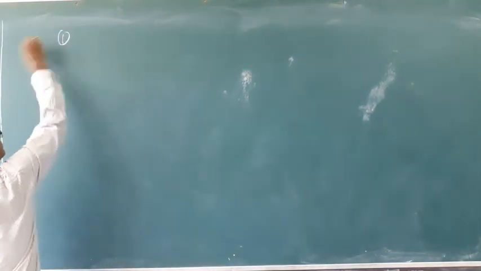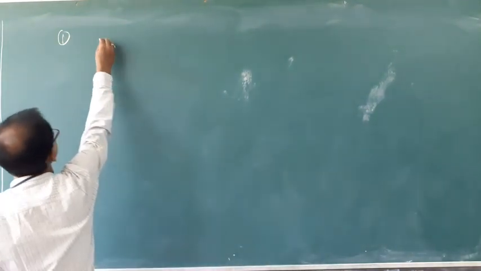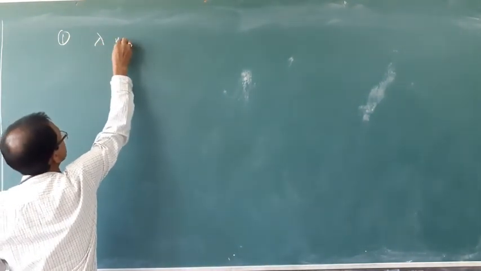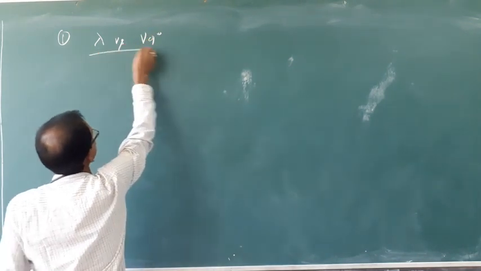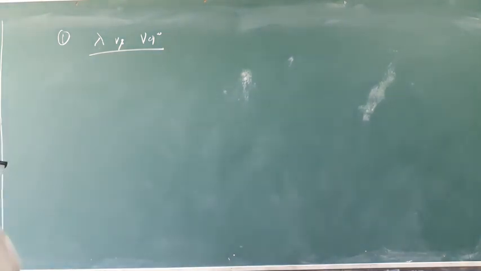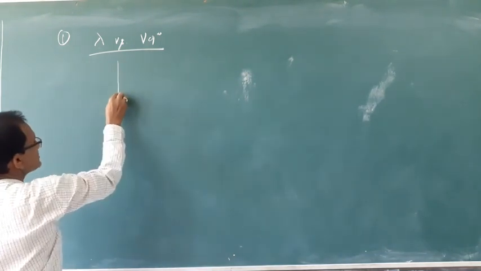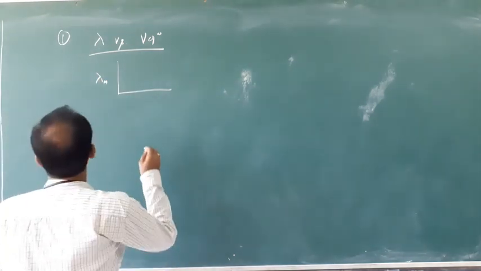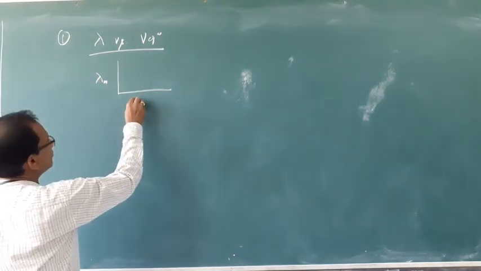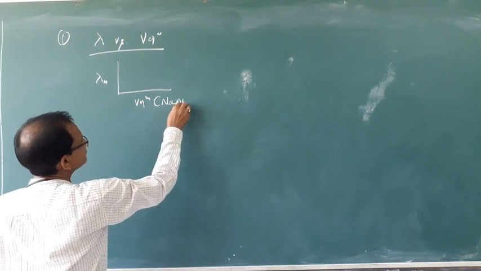That relation between lambda versus volume, conductance versus volume of different electrolytes. Let the electrolyte, this is your lambda conductance, and this is your volume of sodium hydroxide.